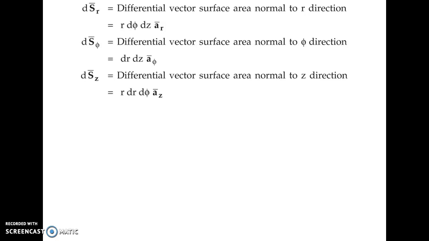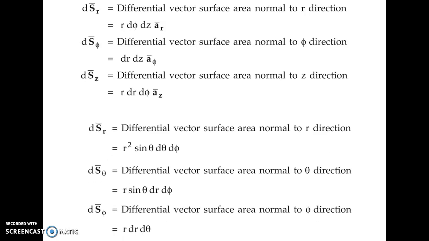In the cylindrical coordinate system, we have three surface areas with respect to rho, phi, z. Here I have taken r, phi, z, same as rho, phi, z. So the differential vector surface area which is normal to the r direction is r d phi dz into a_r cap. Similarly, with respect to phi, it is dr dz a_phi cap. Similarly, for the z axis it is r dr d phi into a_z cap.